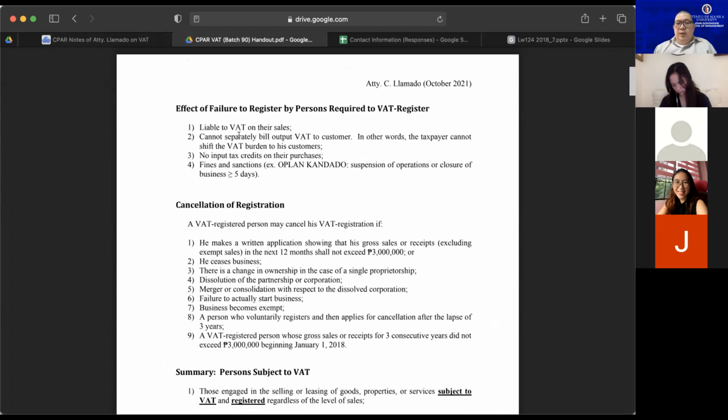So what if you are above 3 million, selling above 3 million, but you don't register for VAT para lang makatipid? Hindi ka naman mahuhuli. Ang akala mo. Ang problema, pag nahuli ka, you are liable for the 12% without any more using the input tax. You don't have any input anymore.